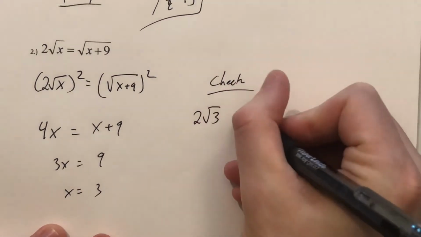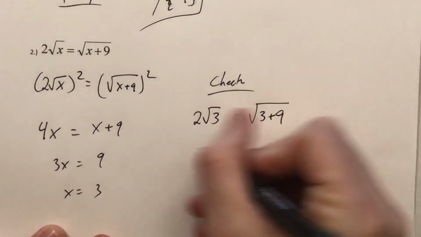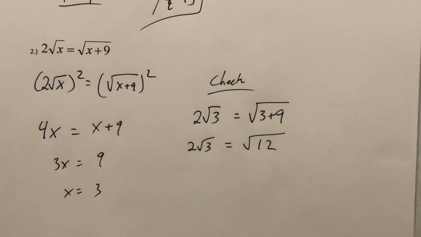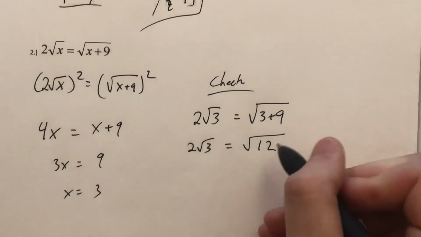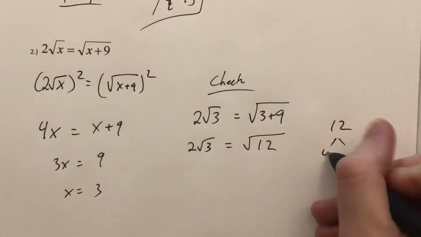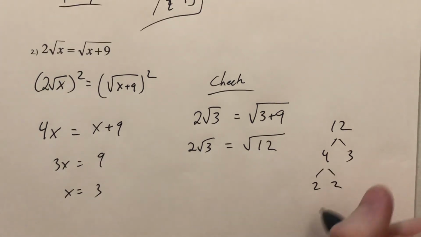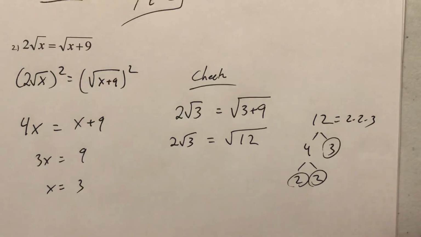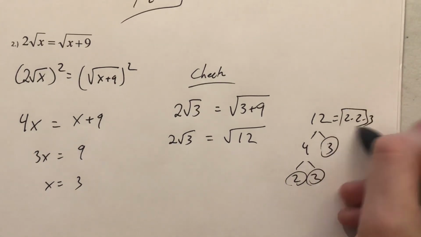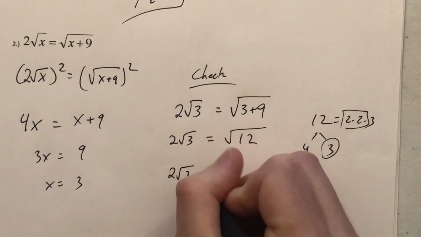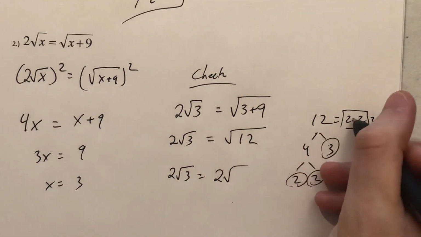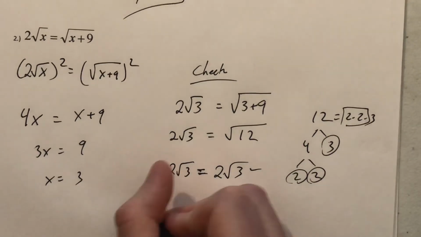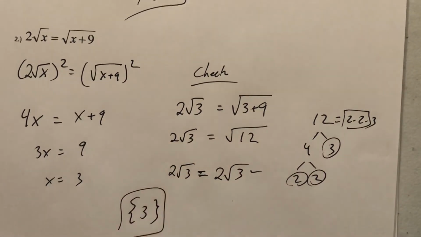So 2 times square root of 3 equals the square root of 3 plus 9. So 2 root 3 equals the square root of 12. Those don't look the same, but if we recall how to simplify a radical, if I think of 12 as 4 and 3, and 4 is 2 and 2, then 12 is 2 times 2 times 3. And we know that for a square root, that pair of 2's will come outside. So the square root of 12 is 2 on the outside with a 3 on the inside. And so that did check out. So that means 3 is our solution.